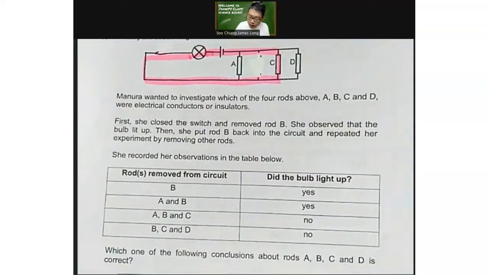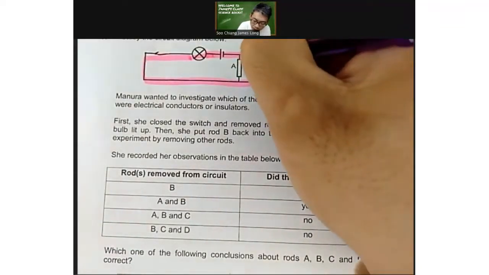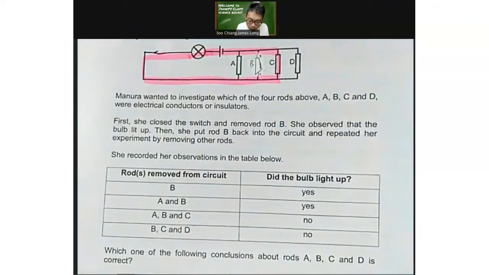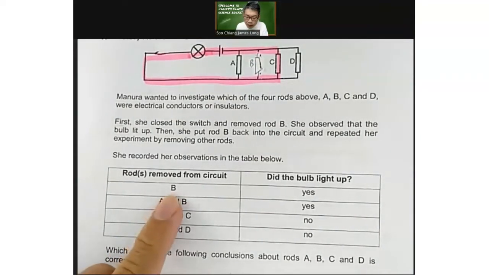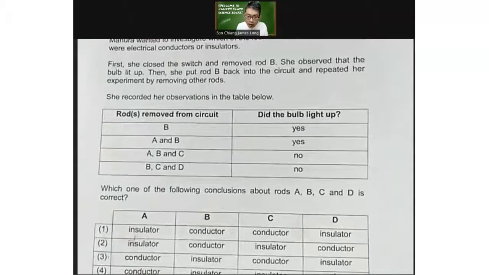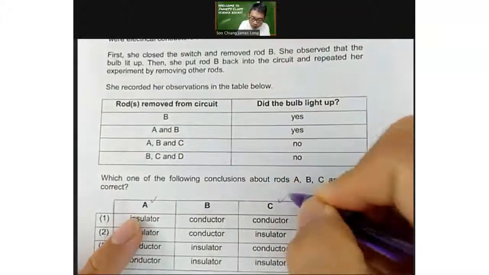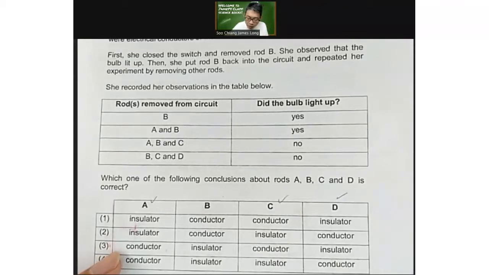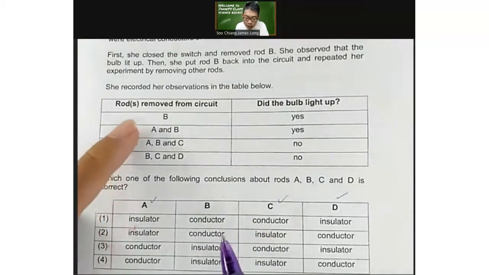And then she put B back here. And then she removed other rods one at a time. So that was the first one. So whether B is a conductor or not, I do not know. But I know A, C, and D, one of them must be a conductor of electricity. Okay, one of them must be a conductor. Which one? So it could be this. Alright, it could be this. It could be this. I'm not sure. So it's not that helpful, this option. And I do not know what B is.